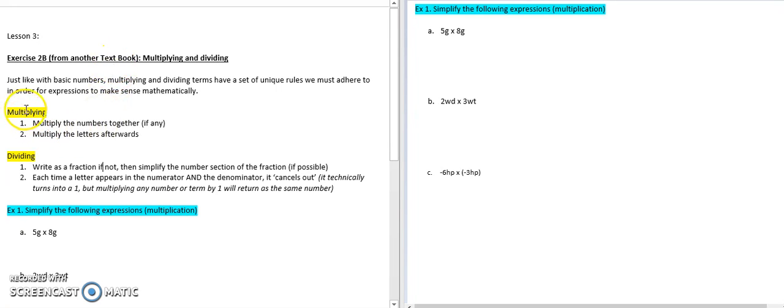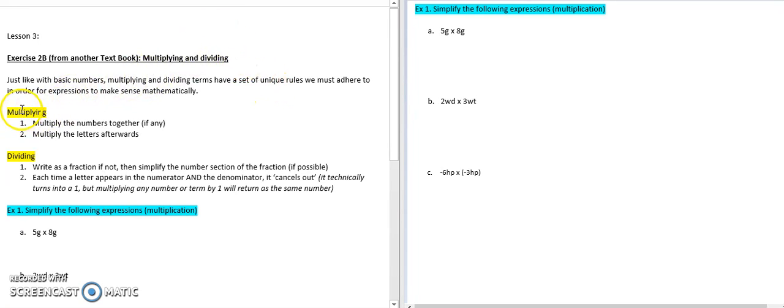So this exercise, multiplying and dividing, we have to know that just like with basic numbers and basic digits, multiplying and dividing terms have a set of unique rules that we must adhere to in order for expressions to make mathematical sense. Okay, so multiplying is considered the really simple one. Dividing, still simple, a few little things we have to consider here and there, but still a relatively simple process.